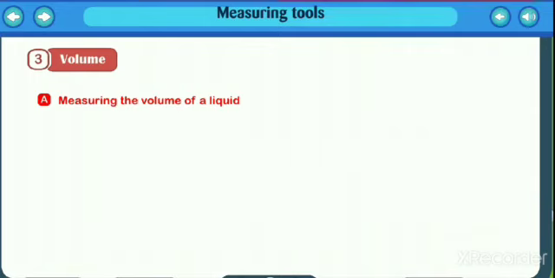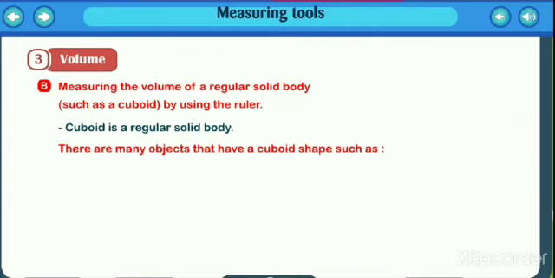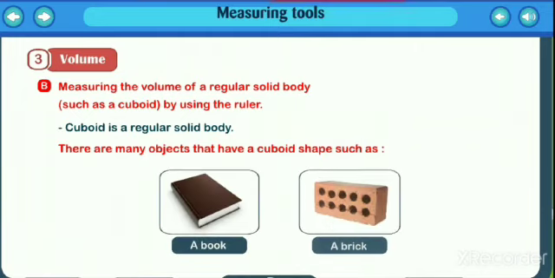First, measuring the volume of a liquid such as water, we do by using the graduated cylinder. When we use the graduated cylinder to measure the volume of a liquid, we take the reading of the cylinder. This reading means the volume of the liquid. The second point, measuring the volume of a regular solid body such as a cuboid by using the ruler. When we use the ruler to measure the volume of a regular solid body such as a book, we take the length, width and height: L times W times H equals the volume of the regular solid body such as a book.